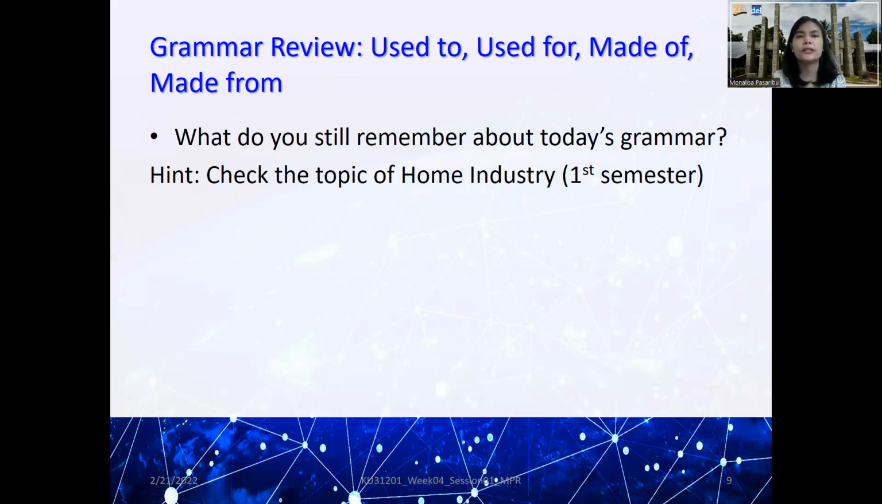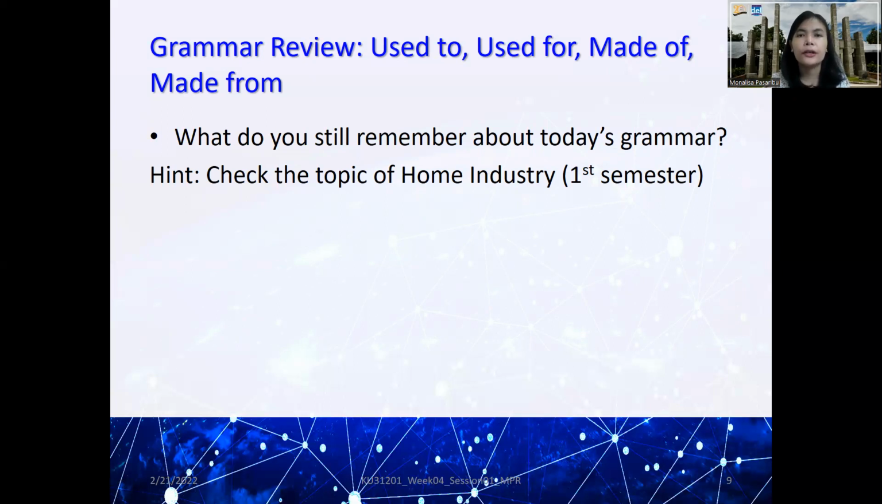Made of is for things that you can see, the material that you can see in the end product, and made from is for materials that have been through a process. You might want to see the discussion of the grammar in the topic of home industry in the first semester, just to give you a flashback on what it is.